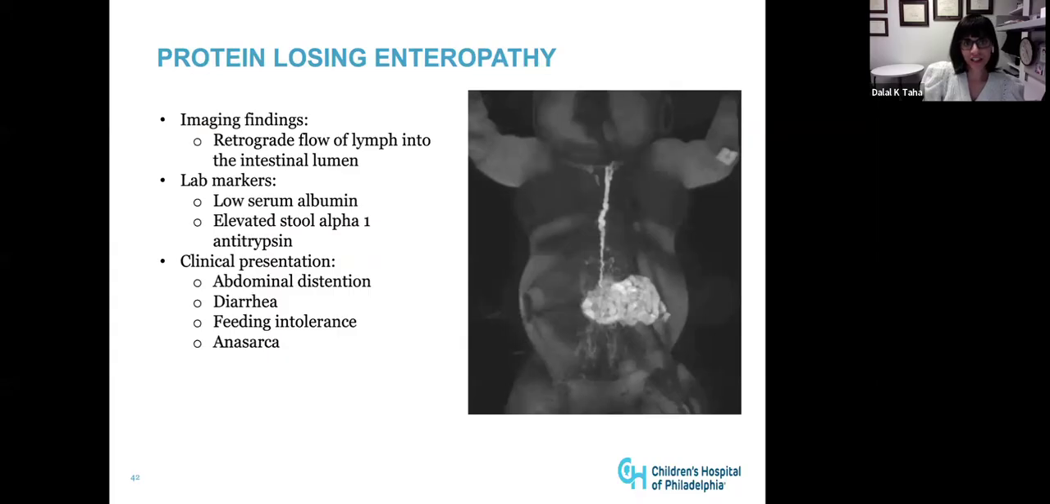We don't talk about protein losing enteropathy a whole lot in the NICU, but it is a diagnosis that we're starting to make more frequently. It's retrograde flow of lymph into the intestinal lumen. So if there's high pressure at the thoracic duct outlet, sometimes the path of least resistance for the lymph is to go within the intestinal lumen. Some things you might notice on your labs are low serum albumin, but also diagnostic is an elevated stool alpha-1 antitrypsin. And the clinical presentation could be nothing or abdominal distension, diarrhea, feeding intolerance, and often anasarca.